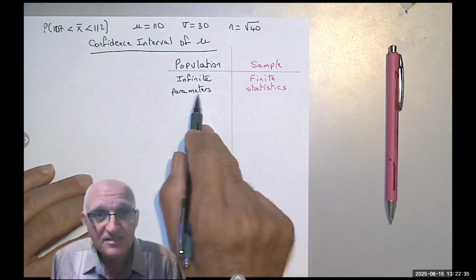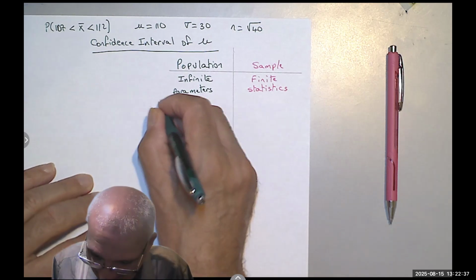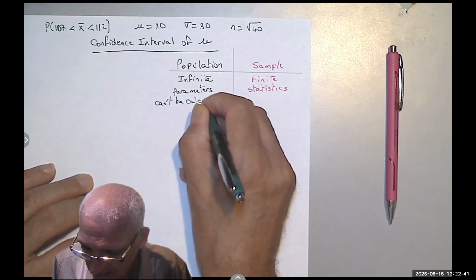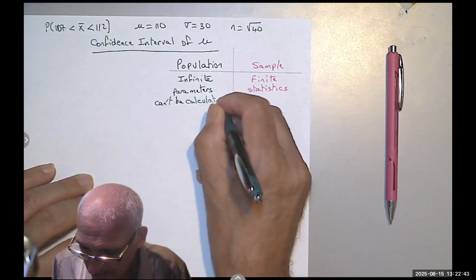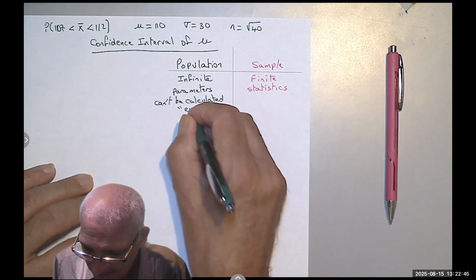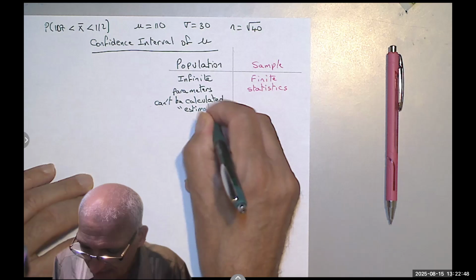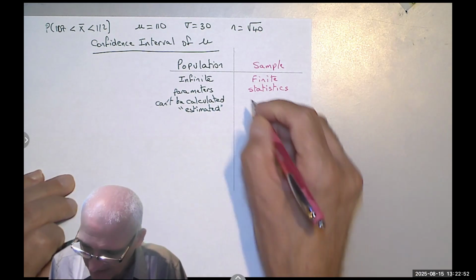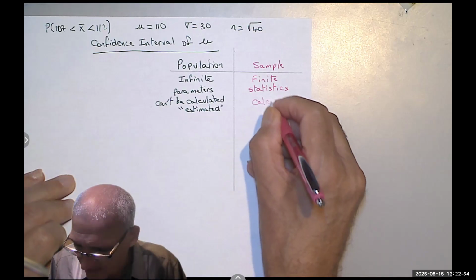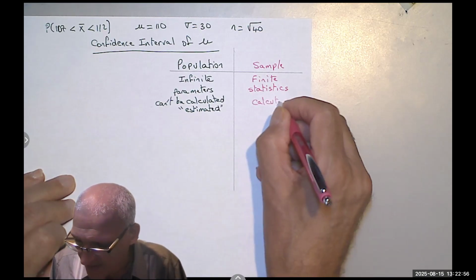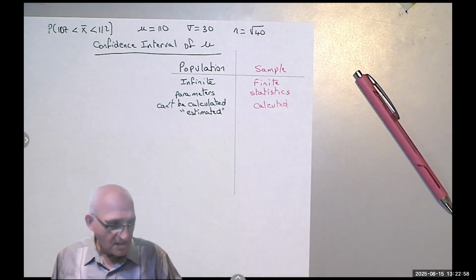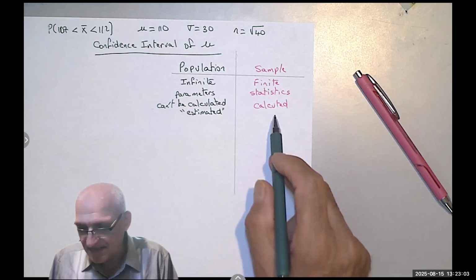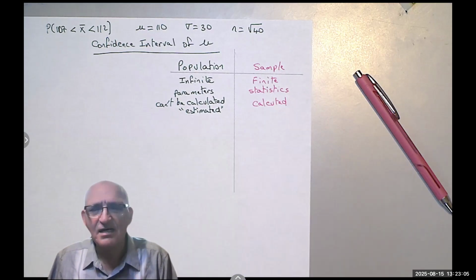These parameters can be calculated. They are estimated. So you give me estimates of that. But these can easily be calculated. So what are the parameters? We said they are the mean, the standard deviation, the median, the variance. And the statistics are also the mean, what?